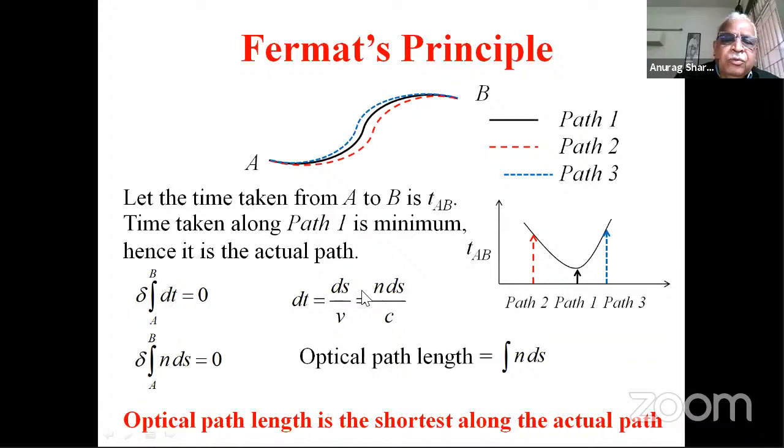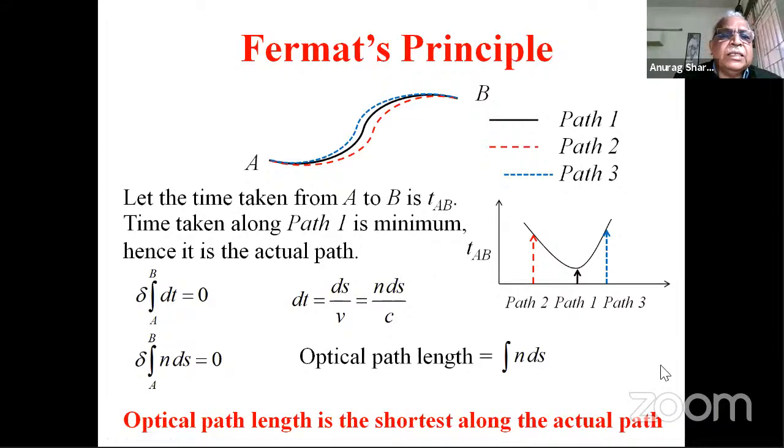And if you substitute that here, then 1 upon c will come out, and that will vanish because of the 0 on that side. It means that this integral n ds is the optical path. The optical path from A to B must be minimum. That is Fermat's principle in the original form. So the optical path length is the shortest along the actual path.